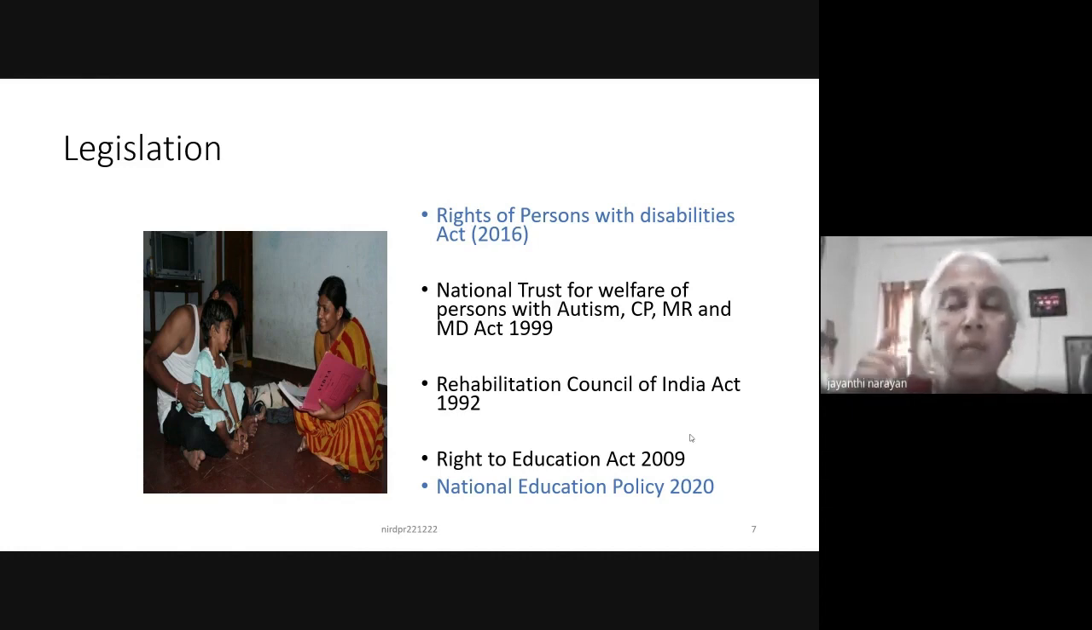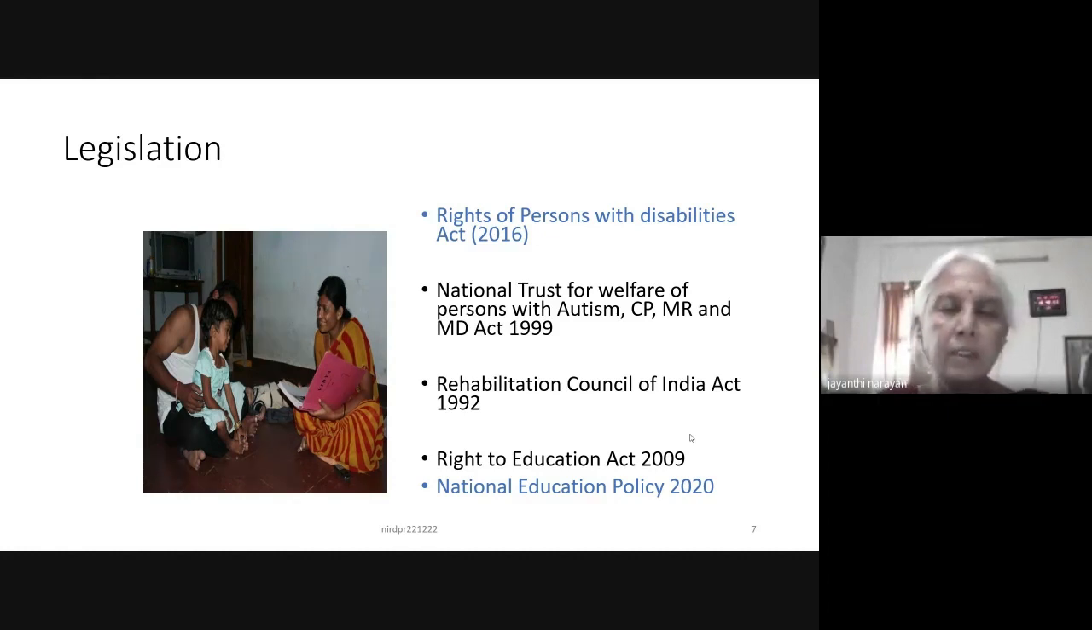So the 1995 act that I mentioned, which had only 7 disabilities, is replaced with the 2016 act, aligning it to the UNCRPD. Just go on the net, it's in Hindi, it's in English, just see what all the rights are that our persons with disabilities have. Pass it on to anybody you see around you who has a disability.